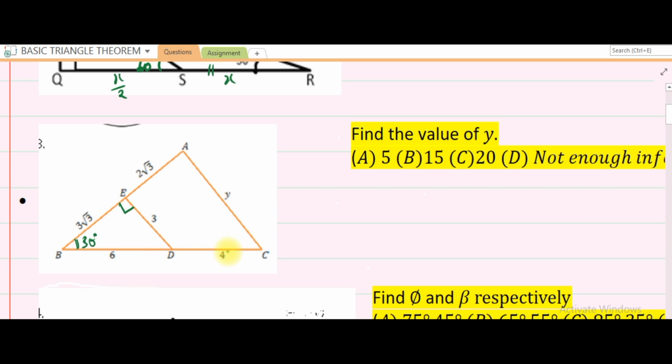That's it. So again, check the largest triangle, the triangle ABC. If you add this 5, the total length AB is 5√3, and BC is 10. So since this is 30 degrees, Y is the side opposite 30 degrees, the shortest side. This must be 5, because this is 10, double. Check, this is double. So that should be 5. So our answer is A.